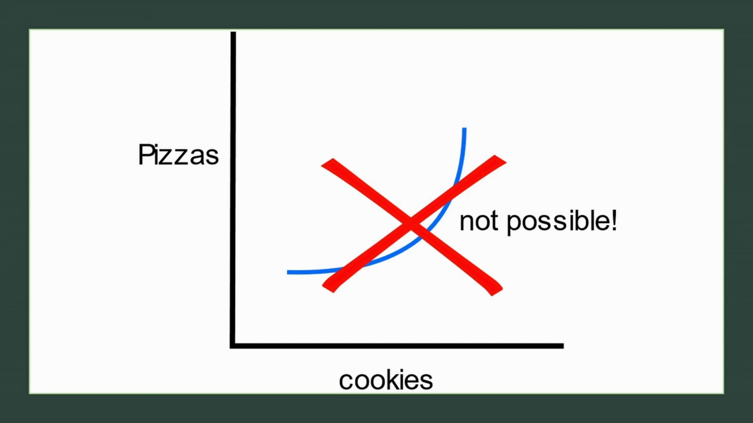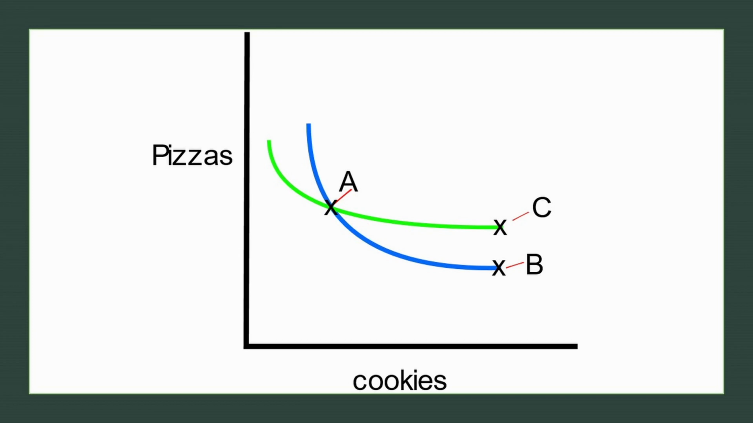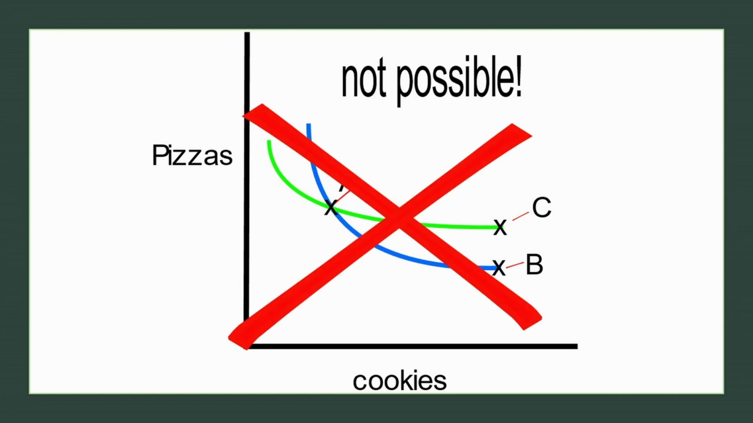The third property is that indifference curves never cross. This chart violates the basic maths principle of transitivity. On this curve, A and B are equal, and A and C are equal, but C is better than B. That's not possible, is it? A cannot be equal to B and equal to C if B and C are not equal to each other.